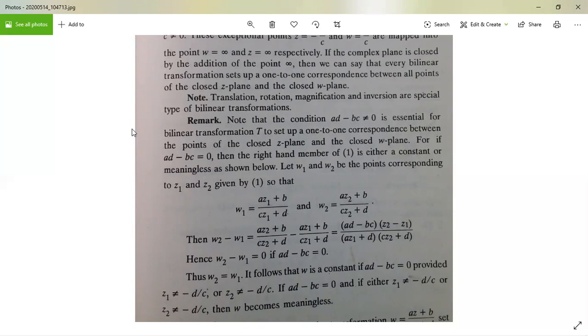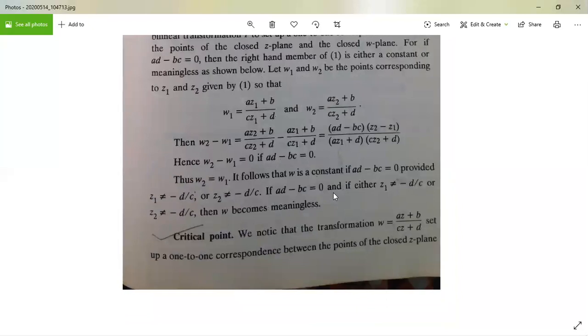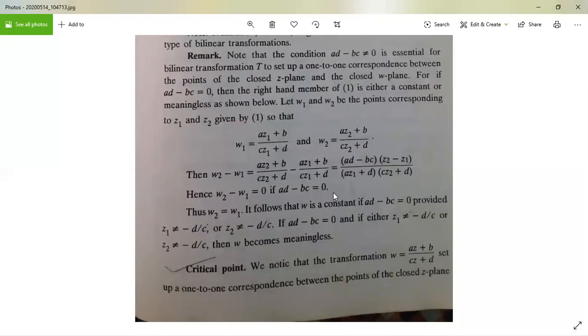provided that z1 is not equal to minus d by c and z2 is not equal to minus d by c. If AD minus BC equals 0 and if either z1 equals minus d by c or z2 equals minus d by c, then omega becomes meaningless, which we saw in the above example.